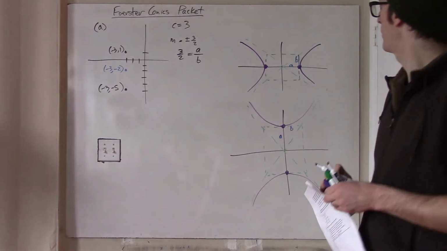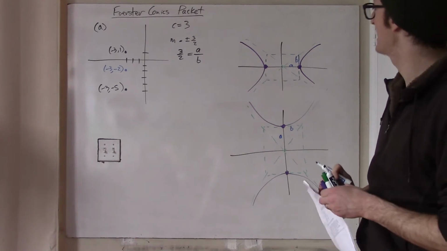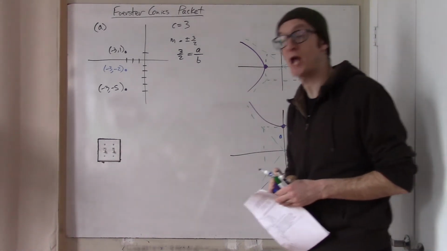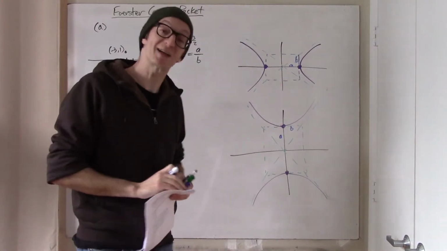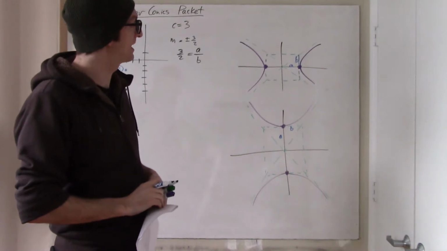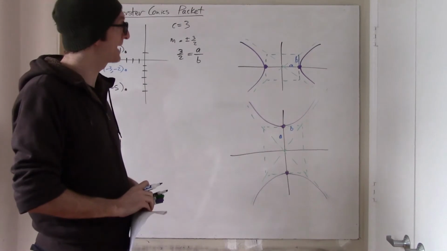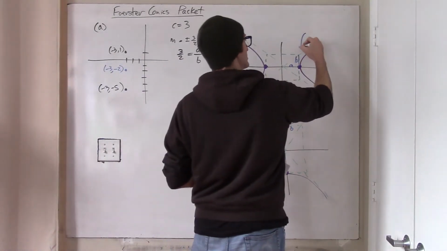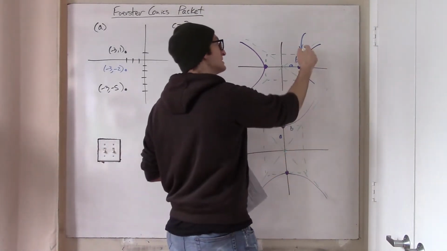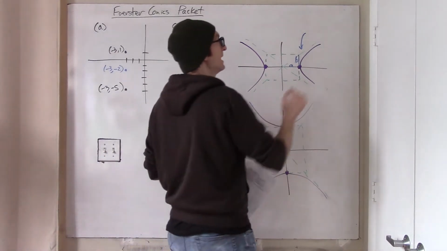Because a is the distance from the center to a vertex, and b is the factor by which the hyperbola is being stretched out in the direction perpendicular to the transverse axis. The point of all of this is, you could almost memorize this and put it on a note card. What is the slope of the asymptotes for a horizontal hyperbola?